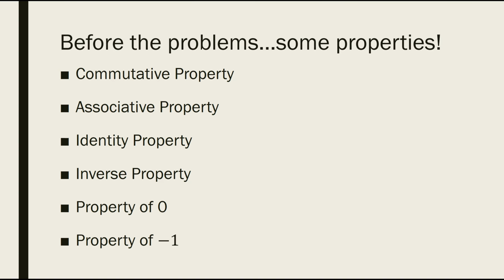There are some other rules that we can use. So before the problems, let's just talk about a couple more properties. First of all, we have the commutative property. The commutative property says, hey, 2 times 3 is 6, but also 3 times 2 is 6. Looks like I can do multiplication in any order I want.